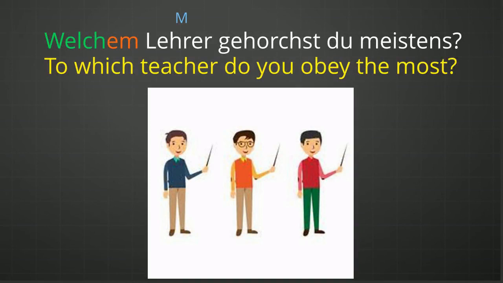Welchem Lehrer gehorchst du meistens? Du is the subject in the sentence, and Lehrer is indirect object in the sentence, and indirect objects are always dative, and that is why we have to add em ending for welche, because Lehrer is masculine noun.